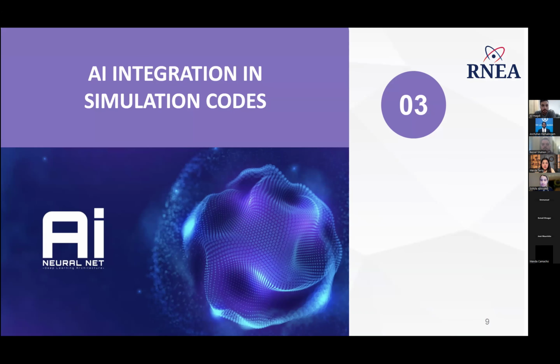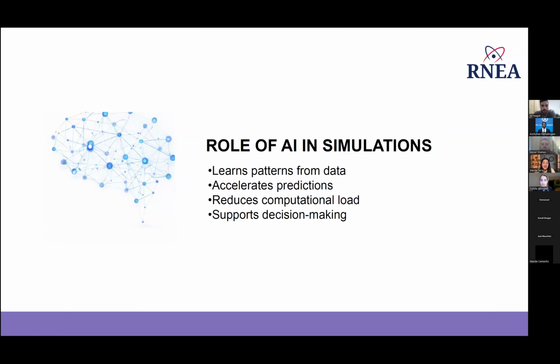Let's talk first about the role of AI in simulation. AI can play several important roles in nuclear simulation. First, AI learns patterns from data. This means it studies previous simulation results or sometimes behavior and finds relationships between input and output.